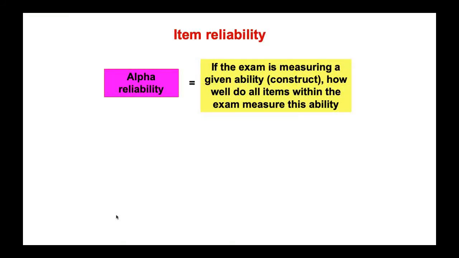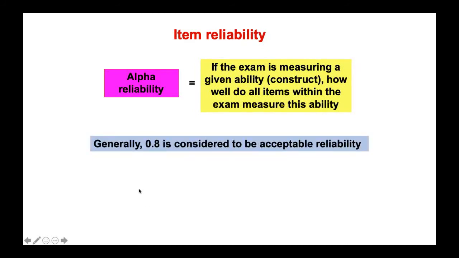Then alpha reliability: if an exam is measuring a given ability, or what we call a construct, how well do all items within that exam measure this ability? So we think that an exam should assess one ability, maybe knowledge, application of knowledge, communication skills, and so on. In that case, let's say communication skills, how much do all the items assess communication skills? That is what you measure by reliability. Usually reliability is 0 to 1 and 0.8 is considered acceptable reliability. This is for the entire exam, for all the items.